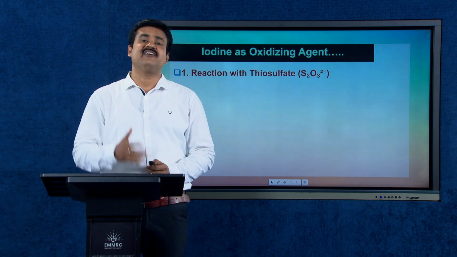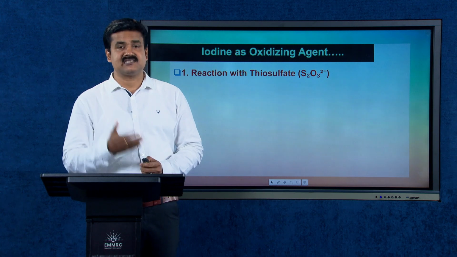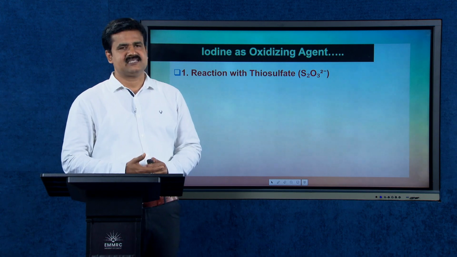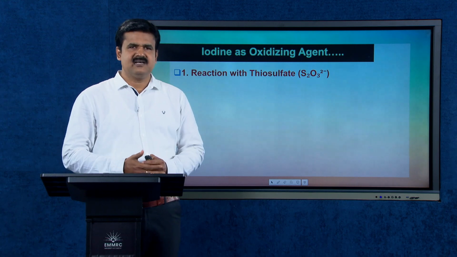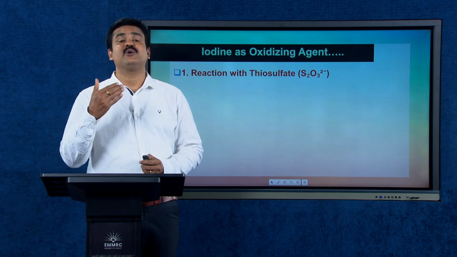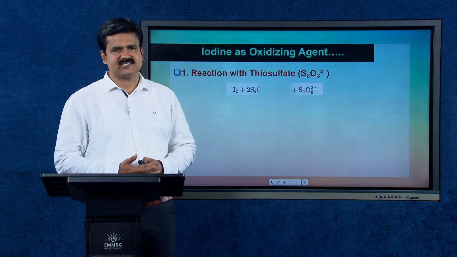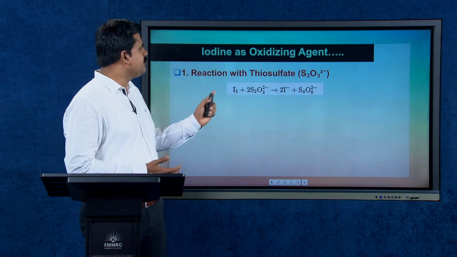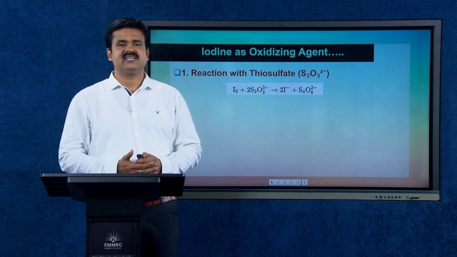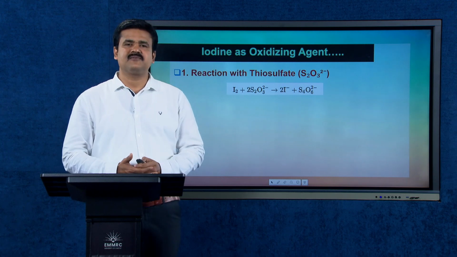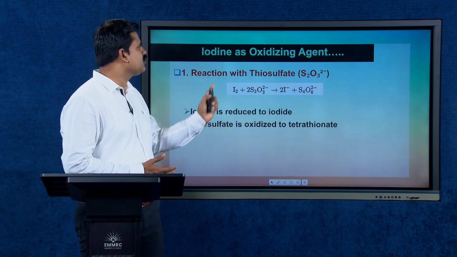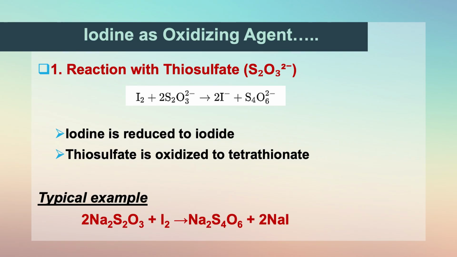Now, we can have an outlook on various reactions where iodine acts as an oxidizing agent. This is the first reaction, that is, reaction of iodine with thiosulfate. The thiosulfate ion has the molecular formula S2O3 2-. We can have this reaction: I2 plus 2S2O3 2- gives 2I- and S4O6 2-. That is, during the course of this reaction, iodine is reduced to I- or iodide. At the same time, the thiosulfate ion, S2O3 2-, is oxidized to tetrathionate.